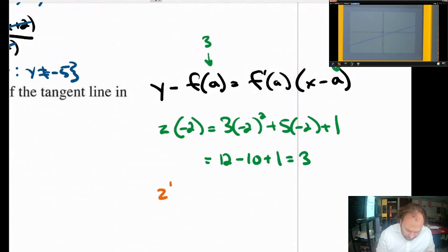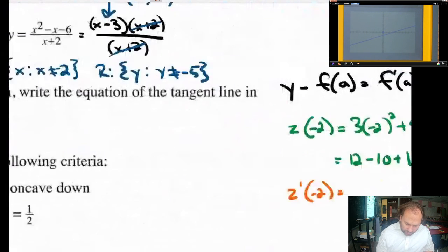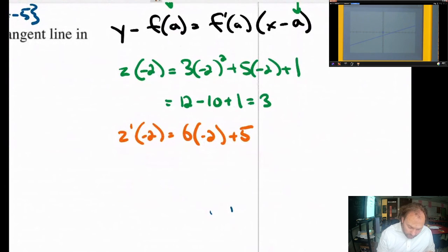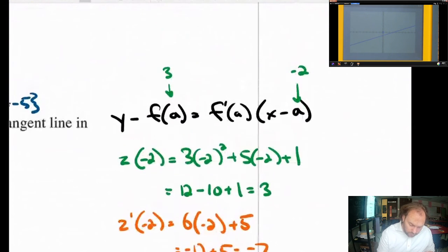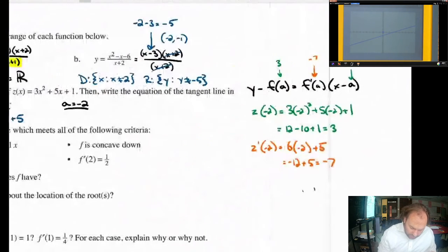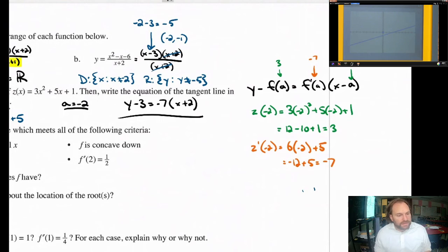f prime, or z prime of negative 2, which is just going to be 6 times negative 2 plus 5. In this case, that would be negative 12 plus 5, which is negative 7, and that number is going to go right there. So our final answer for this slope of the point slope form would be y minus 3 equals negative 7 times x plus 2. And that's all you do. I would not take that to the next stage.